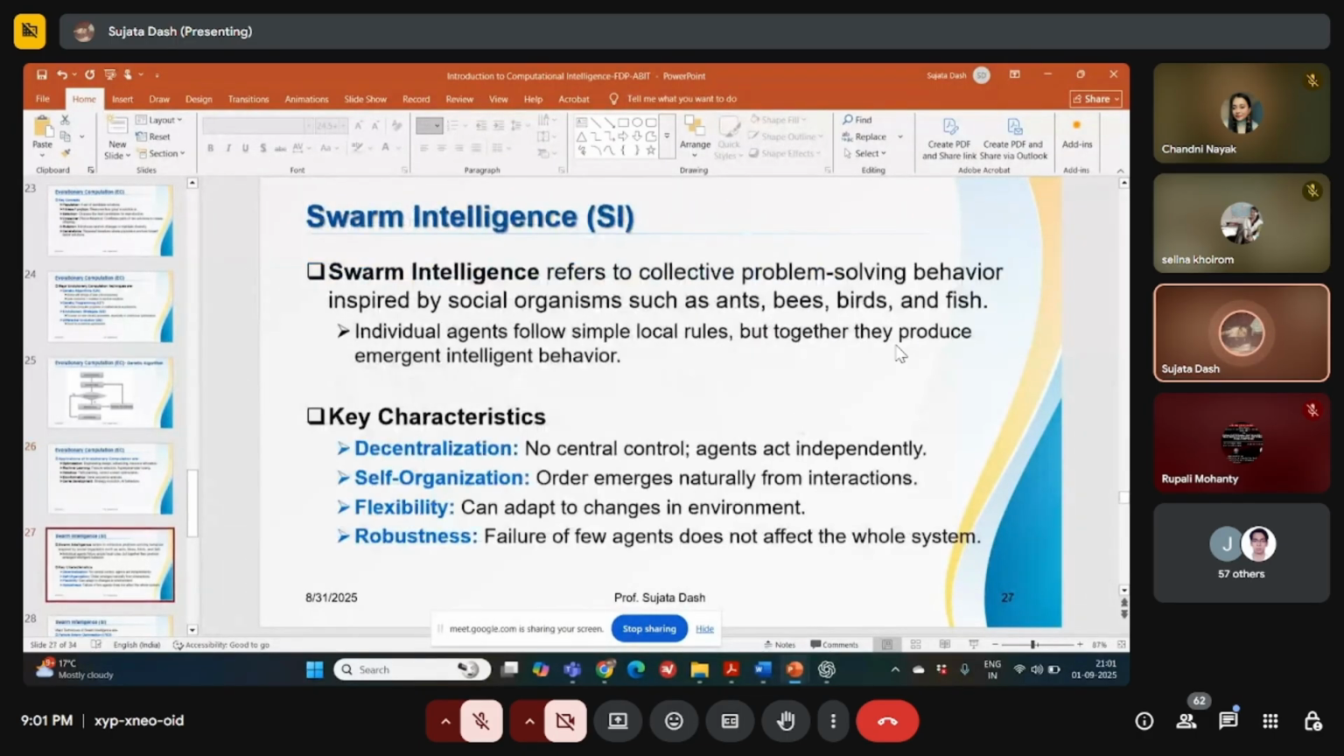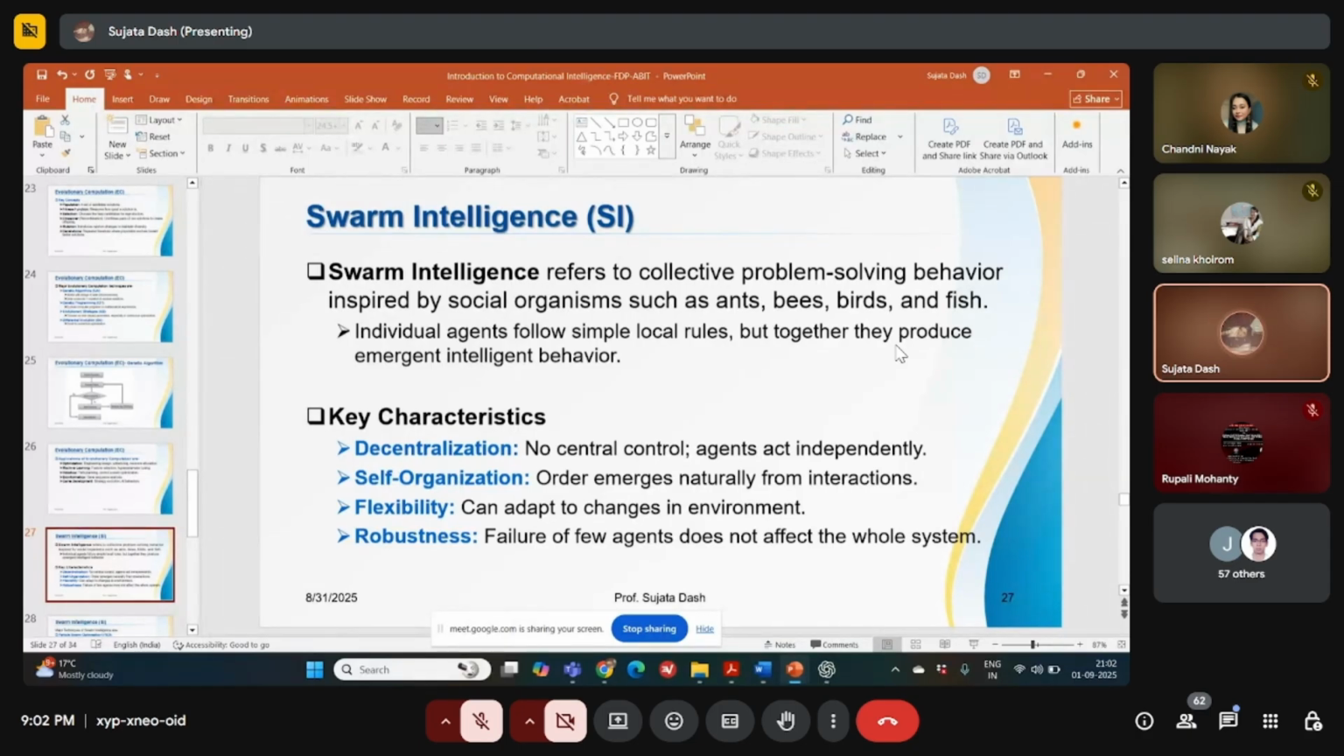Then next is swarm intelligence. So swarm intelligence refers to a collective problem solving behavior, and it is inspired by social organisms such as ants, birds, bees, and fish. It has real world impact across engineering, healthcare, AI, robotics, and even entertainment.